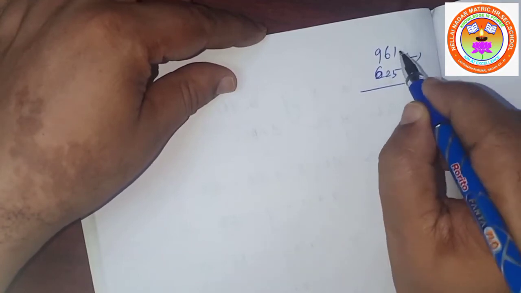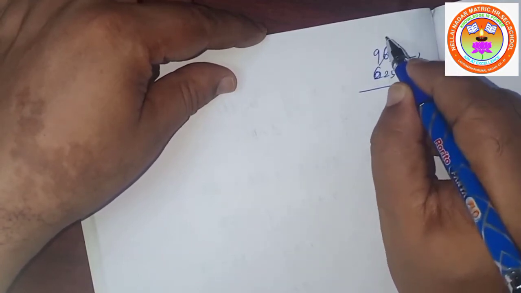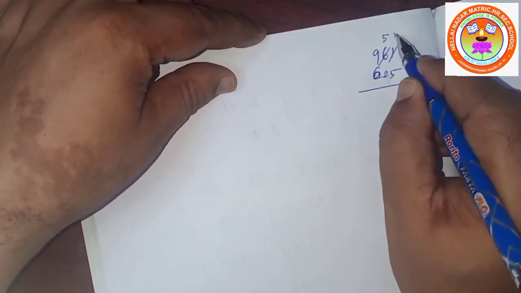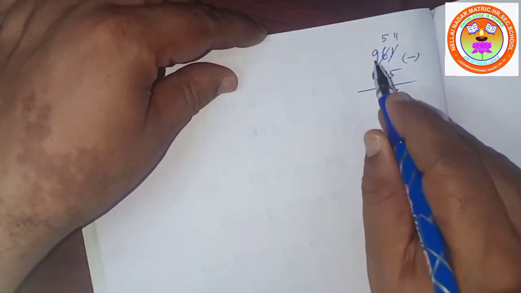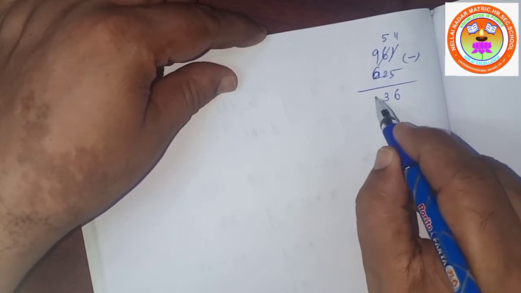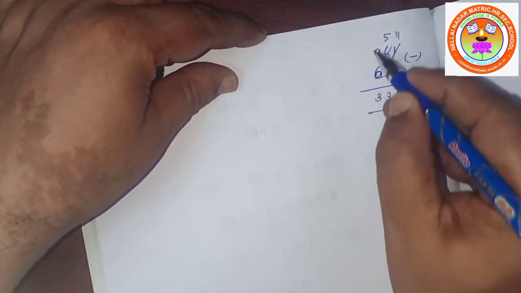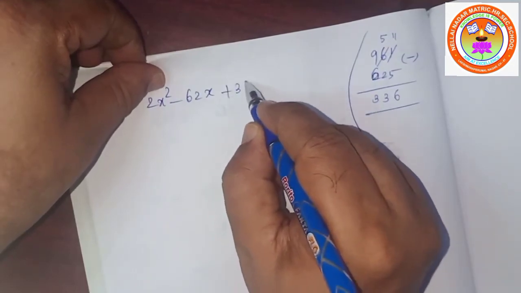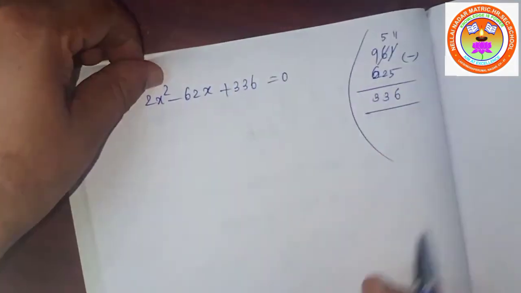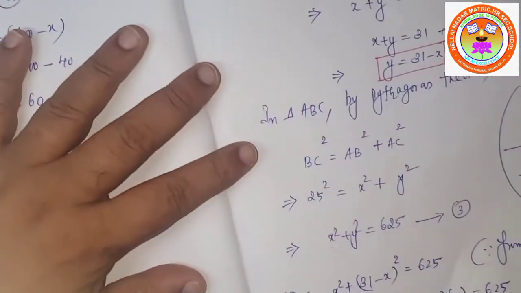1 minus 5 cannot be, so I have to borrow. If you borrow, 6 becomes 5 and 1 becomes 11. 11 minus 5 is 6. 5 minus 2 is 3. And 9 minus 6 is 3. So 2x squared minus 62x plus 336 is equal to 0. Okay.